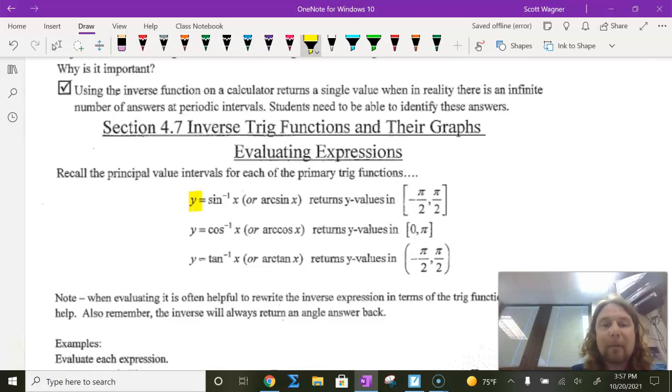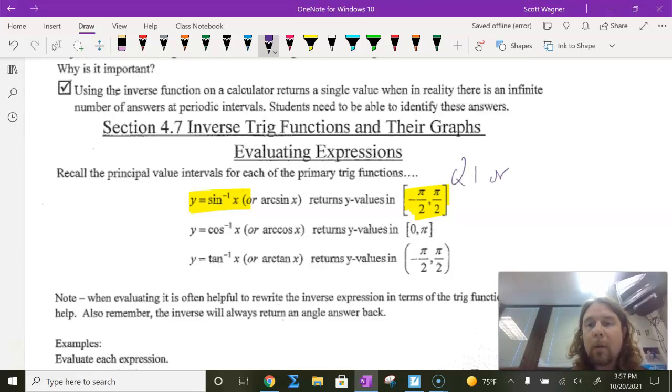We had inverse sine, or remember, arc sine. Inverse sine is going to give you the values between negative pi over 2 and positive pi over 2. Just a little heads up about that. That's going to give you an answer in either quadrant 1 or quadrant 4.